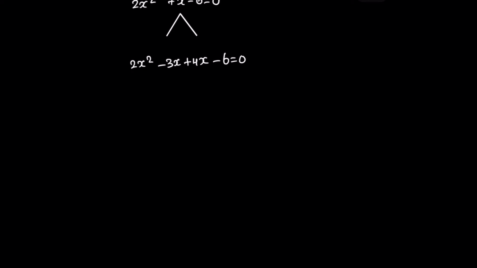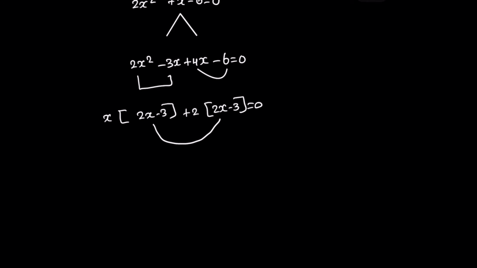So now just take the common factors. From the first two terms, x is moving out, so x times 2x minus 3. Here 2 is common in the other two terms, so you just take it out, 2 times 2x minus 3. Now 2x minus 3 is common for both terms. After removing it, the first part is only x and the second term is just 2. So x plus 2. So these are the factors.